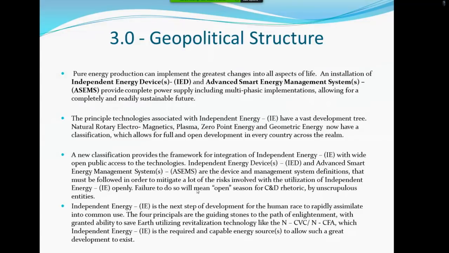The principal technologies associated with independent energy have a vast development tree, as you can see with plasma and everything like that. It beats itself over and over every day, doubles. So the 4 principles now have a classification, which is what actually Nikola Tesla was supposed to do, but he got caught up in bloodlust for the other energy companies and the overlords and such. He was supposed to actually develop a classification so all these energies can operate under it.